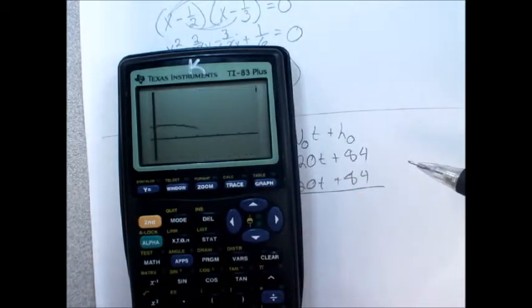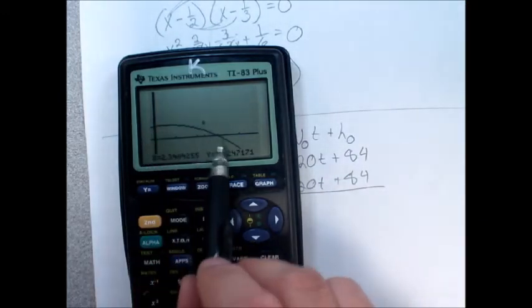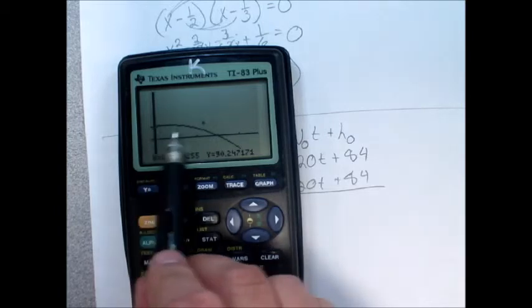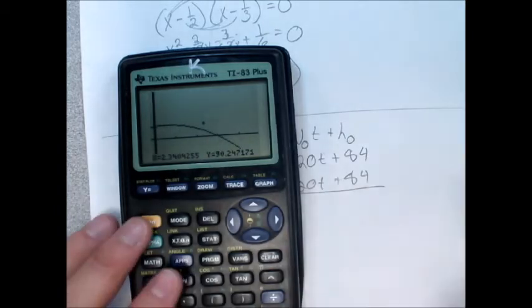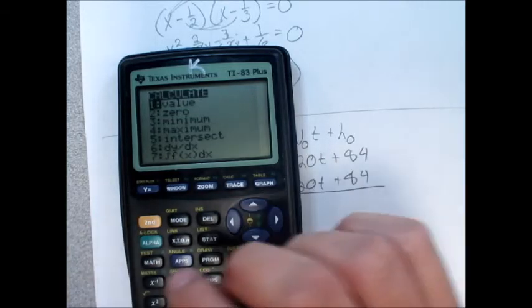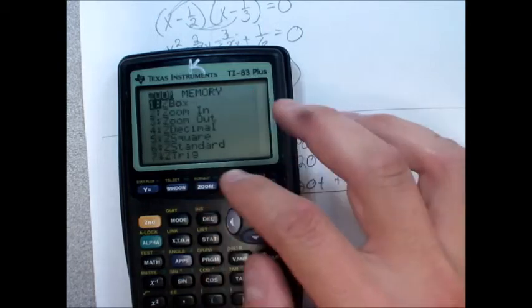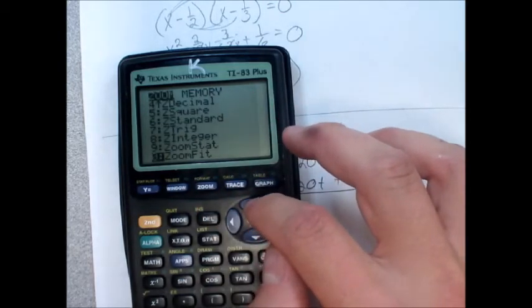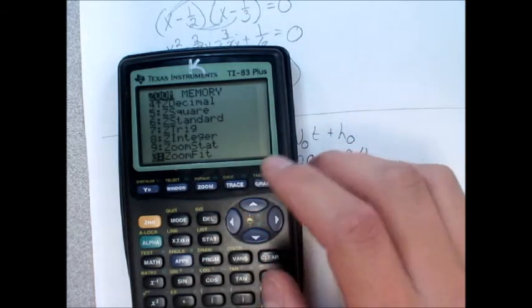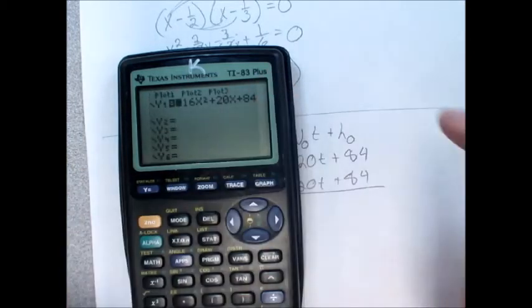So there's my graph. This is what it would look like as it decreased in height. This is what's happening to my object. In order to find this, I press second calc, then zoom fit, and then I zoomed in on the spot I was interested in.